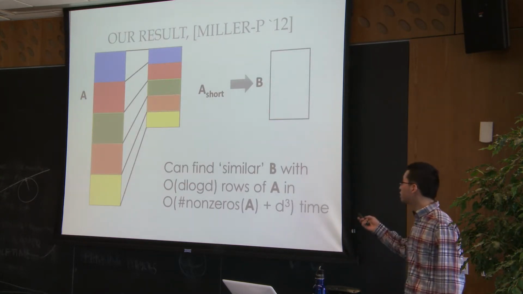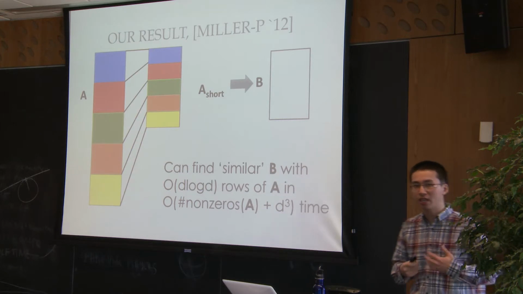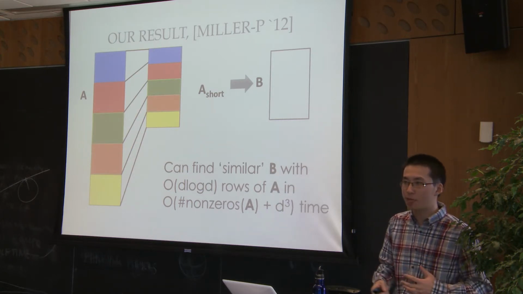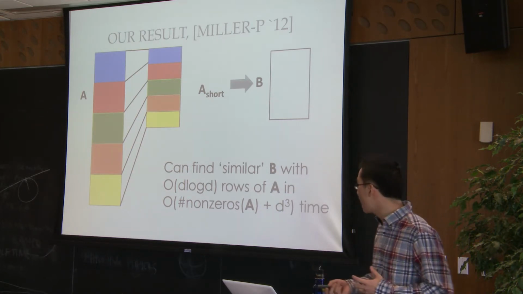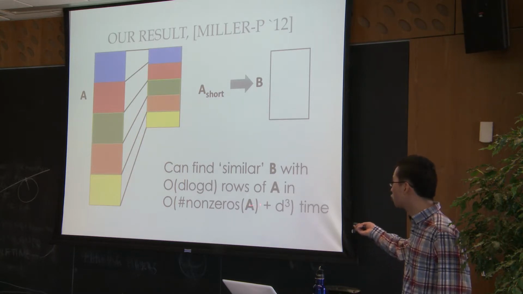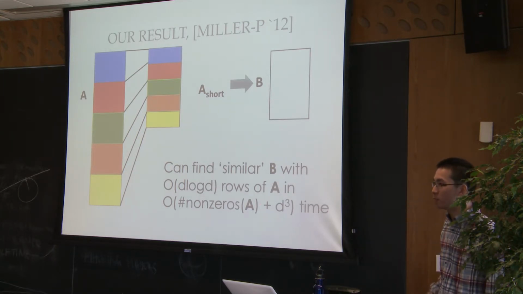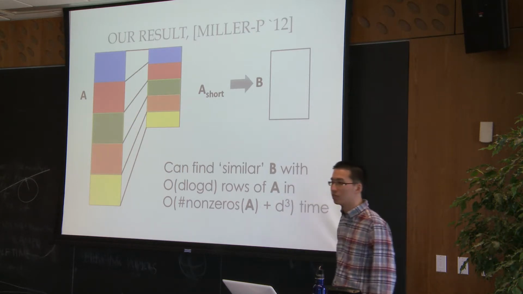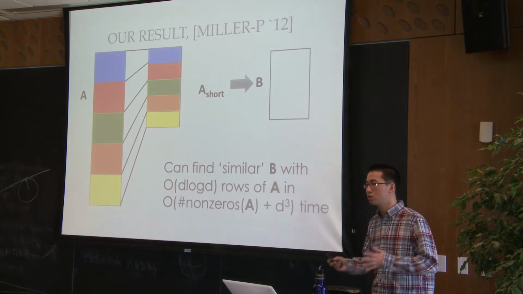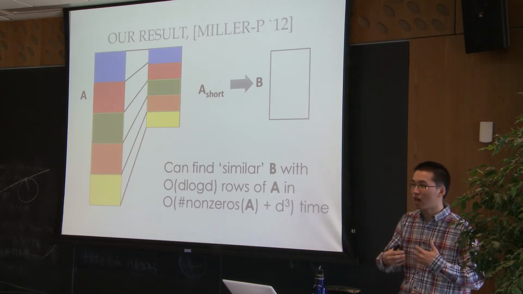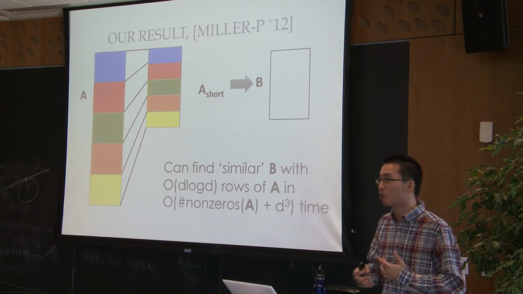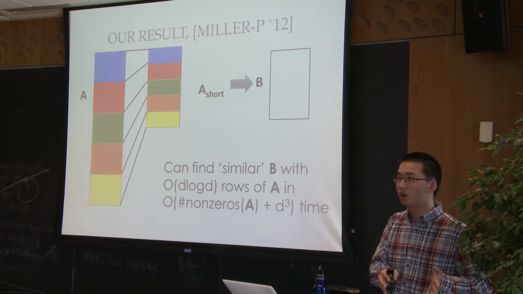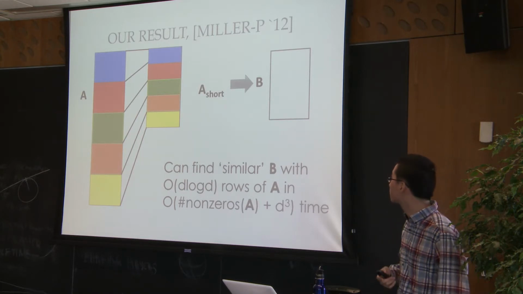The result is that we can find B with about order d log d rows, such that B transpose B is roughly the same as A transpose A, in roughly the time of the number of non-zeros plus d cubed. So in a setting where the number of non-zeros is about 10 to the 9, and A has about 10 to the 3 columns, these two terms are roughly the same. And you get essentially a linear time algorithm for reducing the data size that I showed you earlier to a much smaller data set.